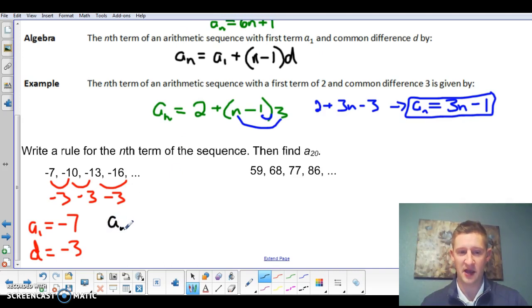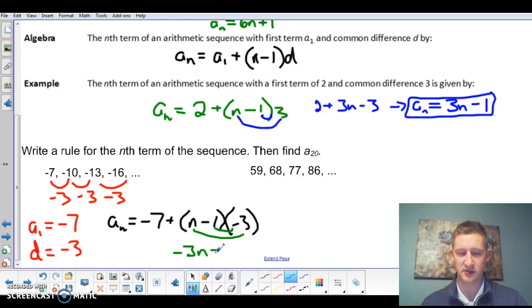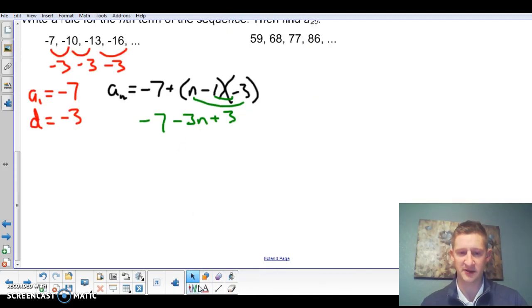To find the nth term, I take the first term plus n minus 1 times the common difference d, I'll put it in parentheses, -3. And then let's clean it up some. Distribute the -3. We've got -3n plus 3. Remember, we had a -7 out in front of all this. So when I put those things together, the -7 and the +3 are going to add up to -4. So to find the nth term of this sequence, we're going to take -3 times n minus 4.